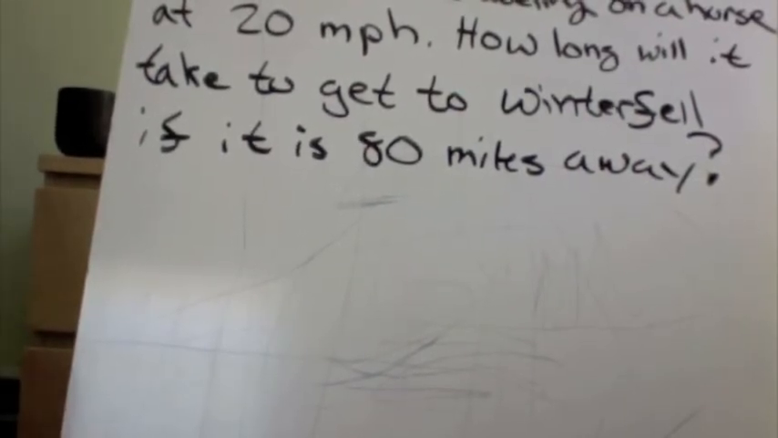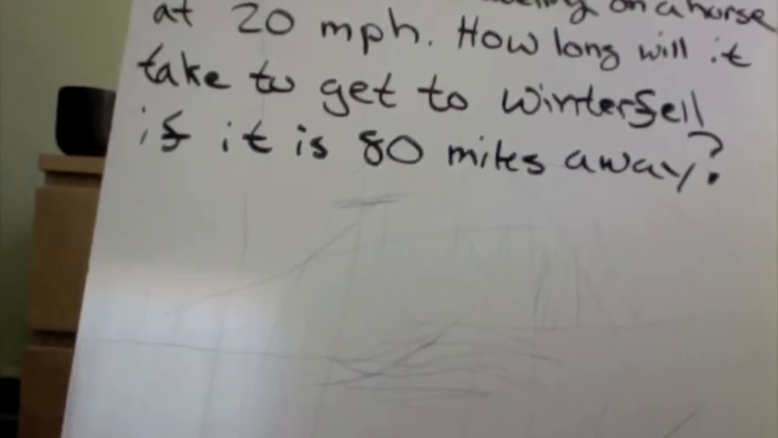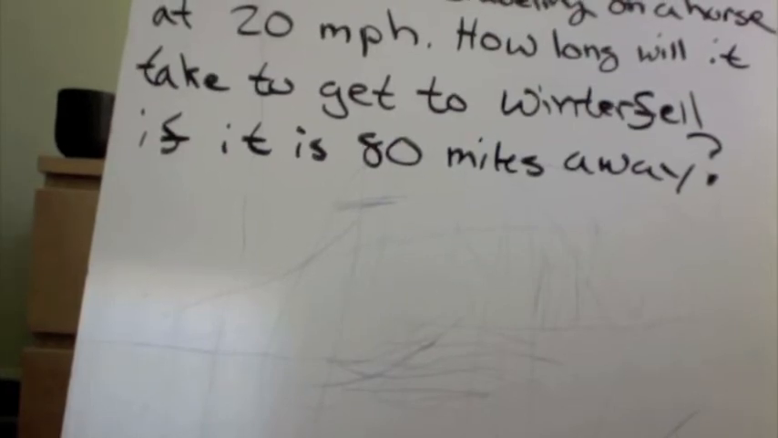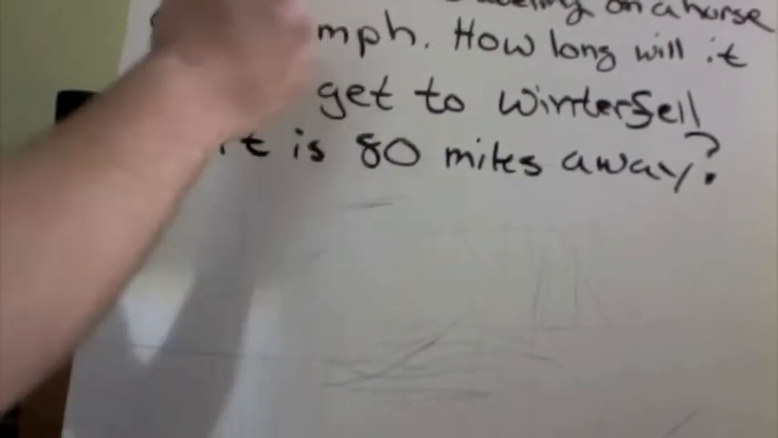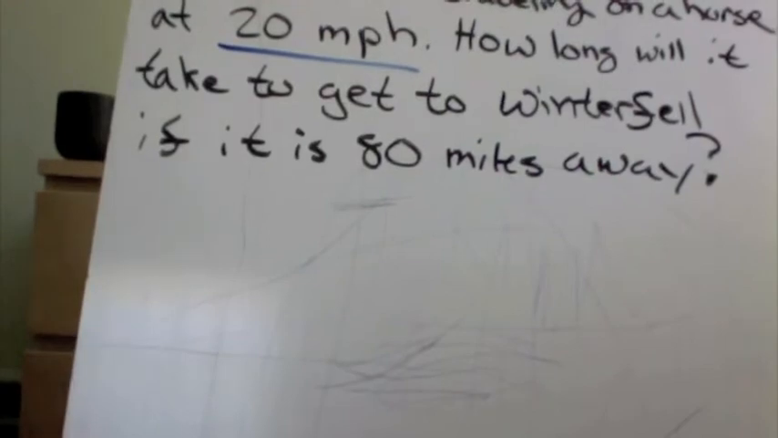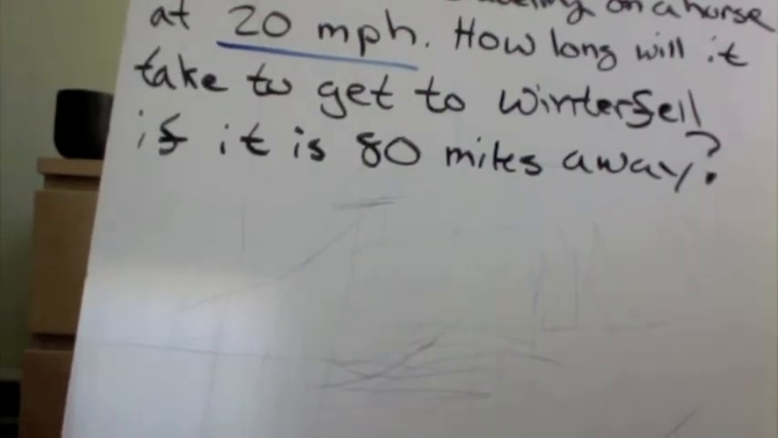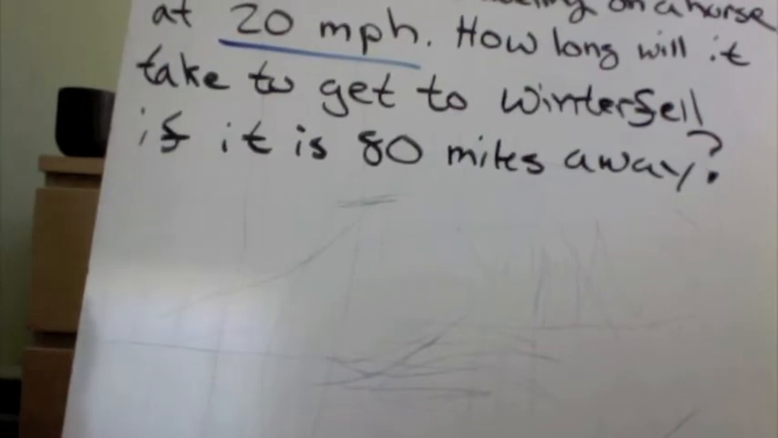Ned is traveling. As far as I care about equations, Ned is traveling is not something I'm going to quantify. On a horse, not going to quantify. Aha! At 20 miles per hour. So we're traveling at 20 miles per hour. Well, that could be significant. How long will it take to get to Winterfell?